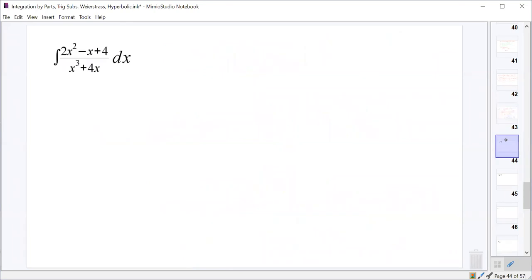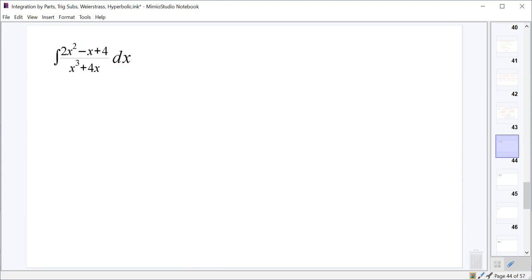Okay. All right, let's give another one a try here. So we're going to integrate 2x squared minus x plus 4 over x cubed plus 4x. Once again, a rational function. What's the first thing we ask ourselves with the rational function? It's not a special case. Simple u-sub? No. Degree of numerator more than or equal to degree of denominator? No. So partial fractions.